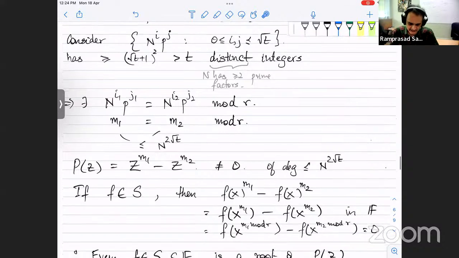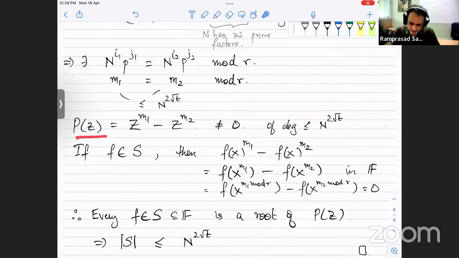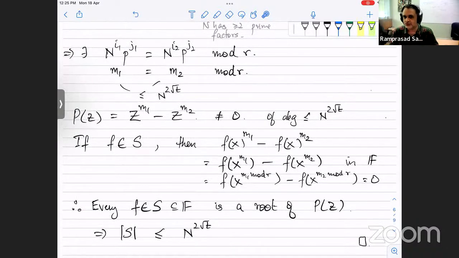So this tells us that here is a polynomial of degree at most n power square root t, and every element of S is a root of this polynomial. So this automatically forces us to admit that, in that case, the size of the set S could not have been larger than the degree. So it has to be at most n power 2 square root t.